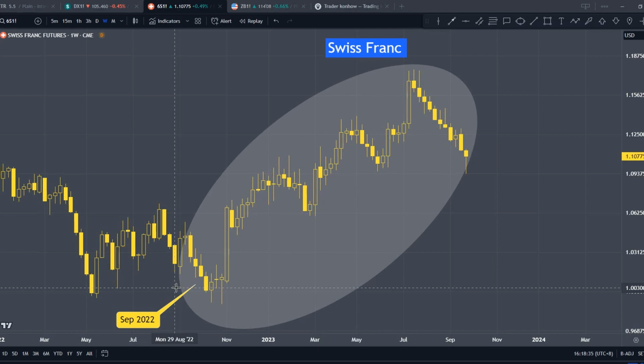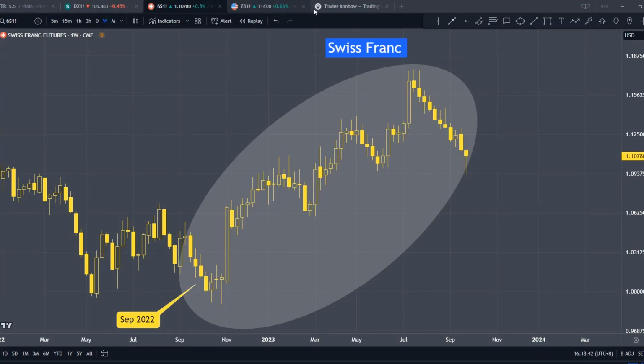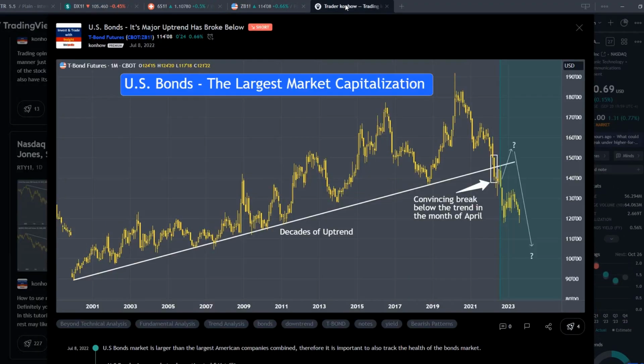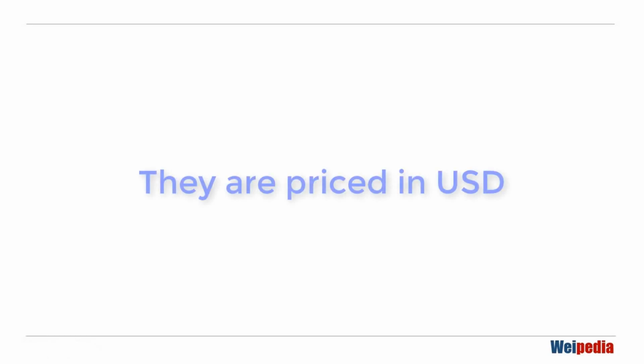Now, the question is, why is it so? Why are we seeing a weaker US dollar? I believe that the key reason is the bonds market. This is the bonds market. All these bonds, whether it is the 2 year notes, 5 year, 10 year notes, or 30 year T-bonds, are all priced in US dollars.